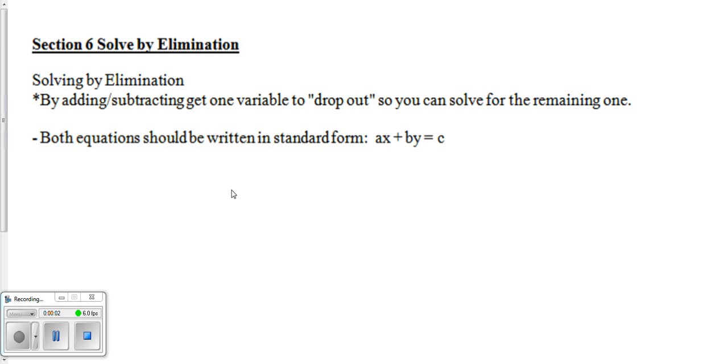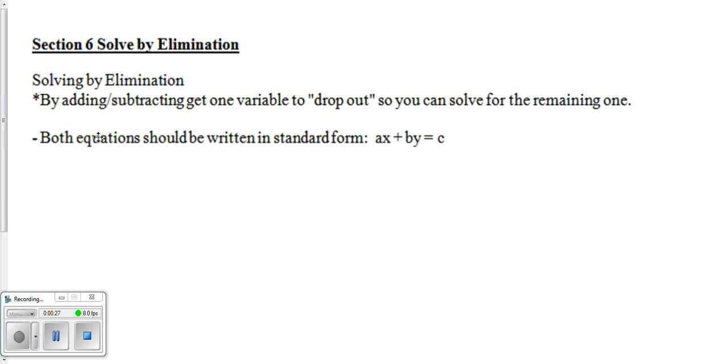Alright, so for our last video of Unit 8, we're going to be looking at solving by elimination. Now again, we're still working with systems of equations. We've already seen how to solve them by graphing and just finding where they cross. We've solved them using substitution, so getting one variable alone and plugging it in for the other. We're going to now look at elimination, which allows us to just add the two equations together to get rid of one of the variables.